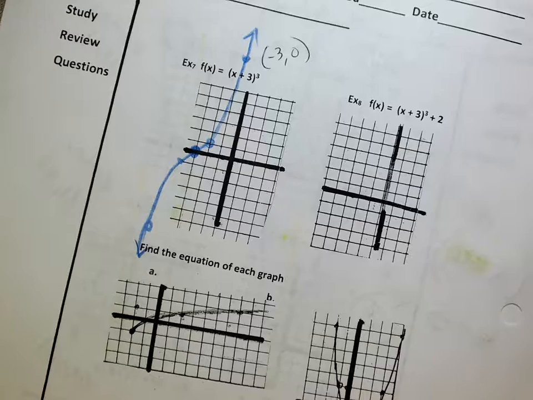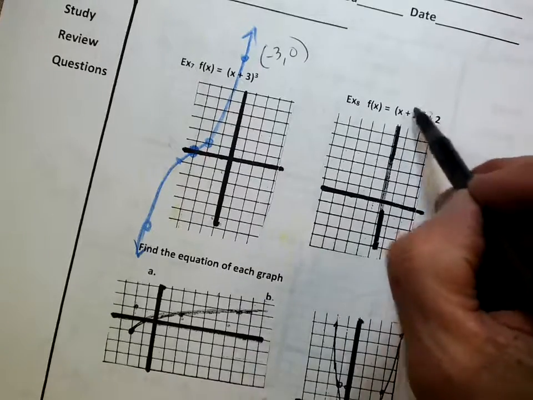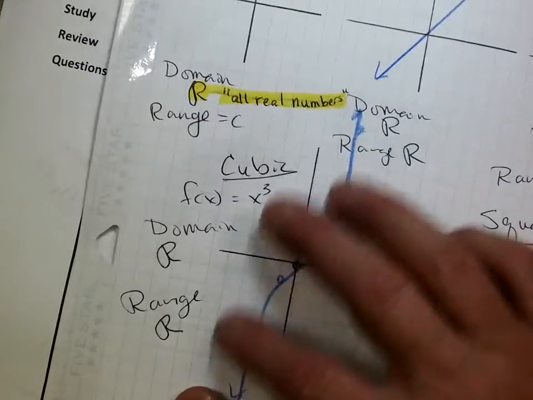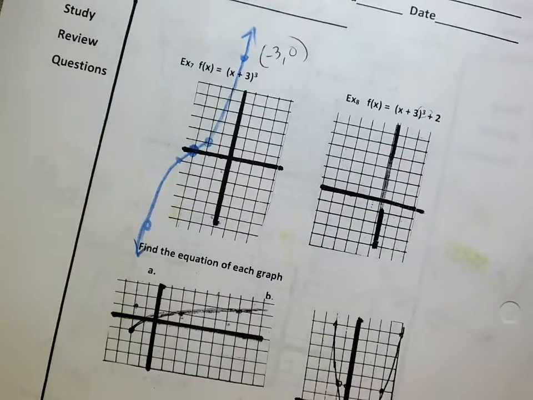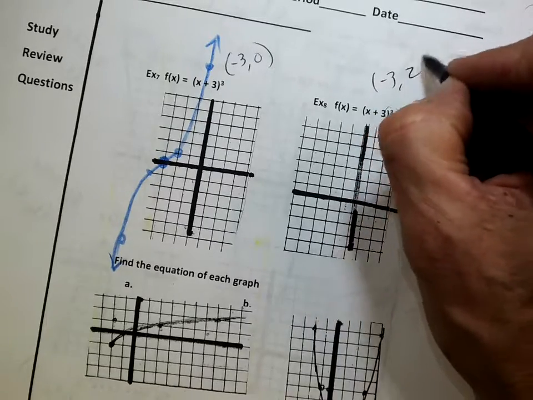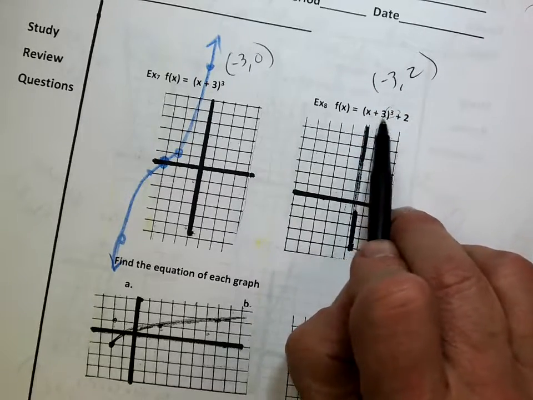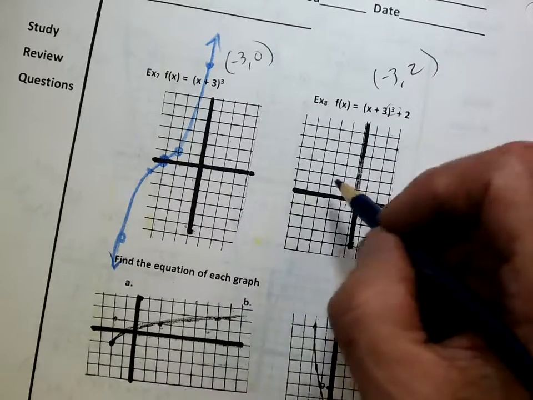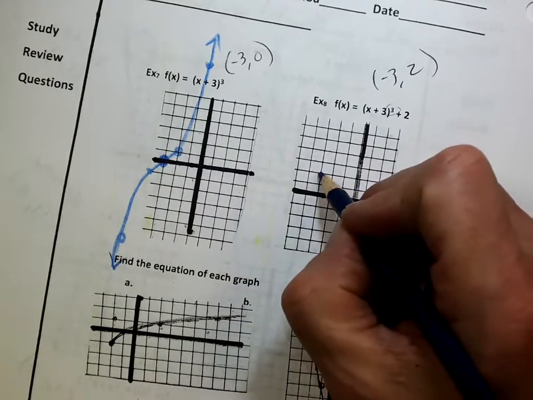Okay, example 8. It's also a cubic, isn't it? So there's my parent function, it's going to be this one right here. Let's find its turning point, its middle point is at negative 3, 2. Opposite, right? I took negative 3, made it negative 3, didn't make it positive 3, right? So let's go negative 3, 1, 2, 3, and 2, okay?